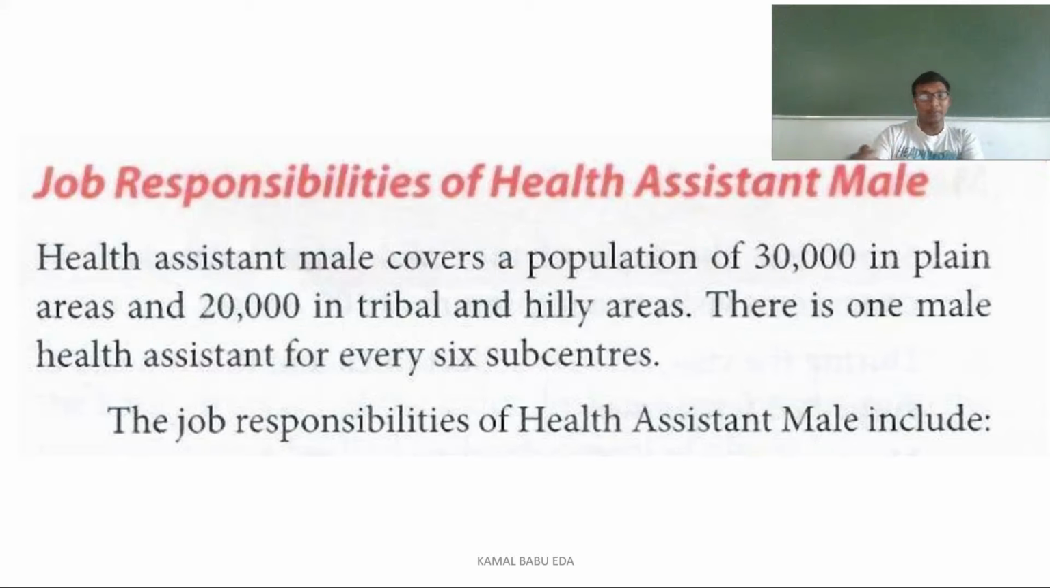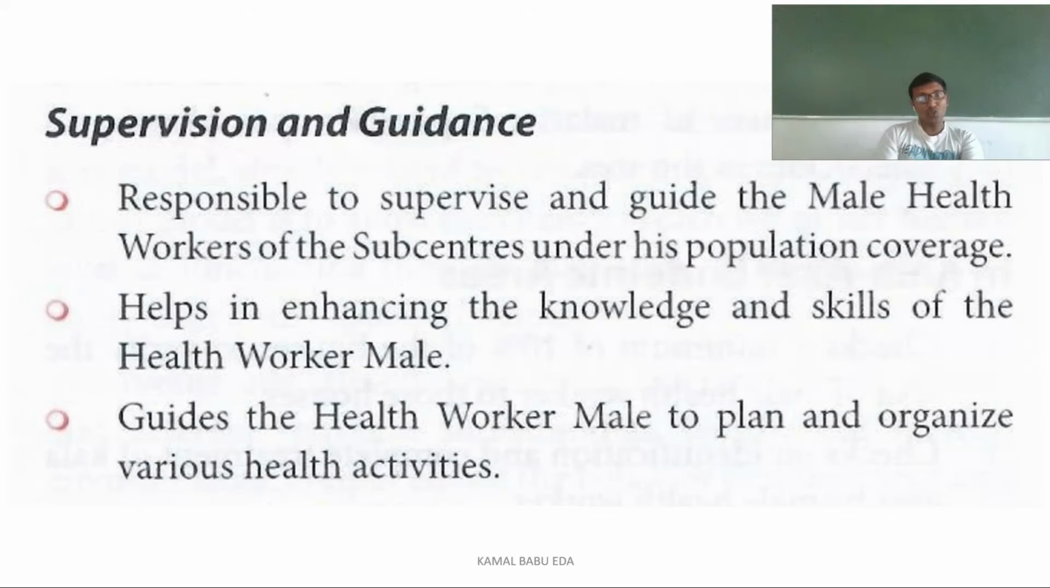The health assistant male covers up to 30,000 population in plain areas and 20,000 population in tribal areas. There is one male health assistant for every 6 sub centers, and the job responsibilities are supervision and guidance. He is the one who is responsible to guide the male health worker at the sub center under his population coverage. He should help them in enhancing their knowledge as well as skills, and guide the health worker male mainly to plan and organize the various types of activities.